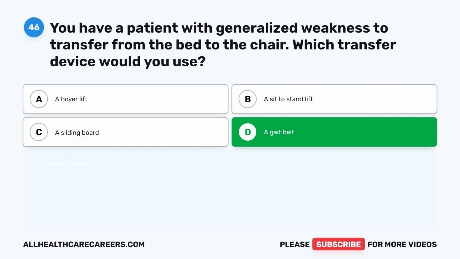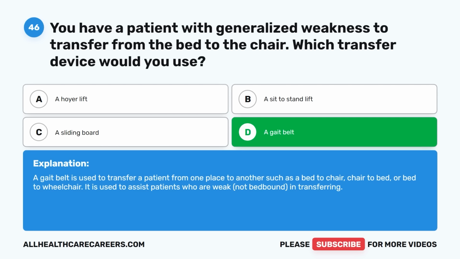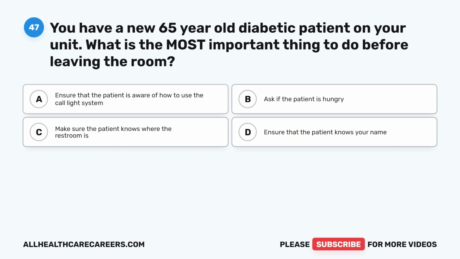A gait belt. A gait belt is used to transfer a patient from one place to another, such as a bed to chair, chair to bed, or bed to wheelchair. It is used to assist patients who are weak, not bedbound, in transferring.